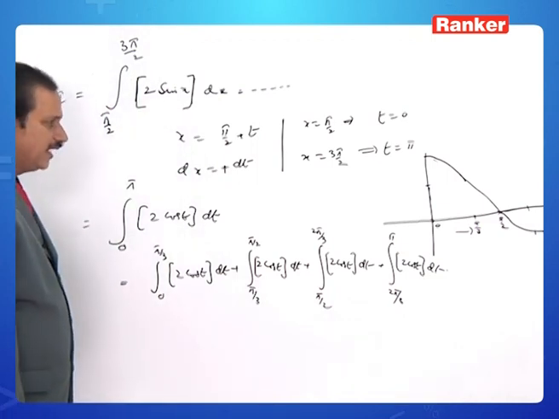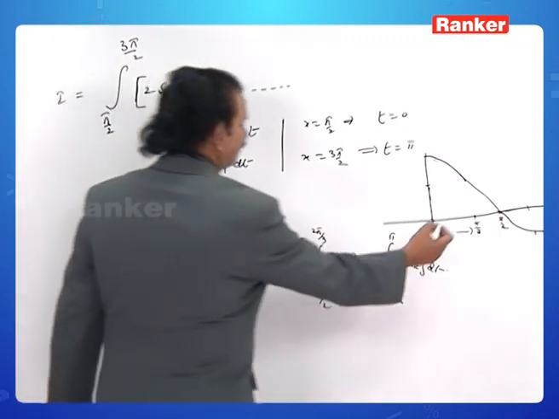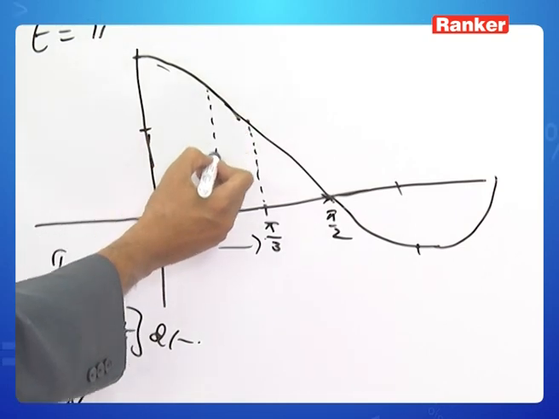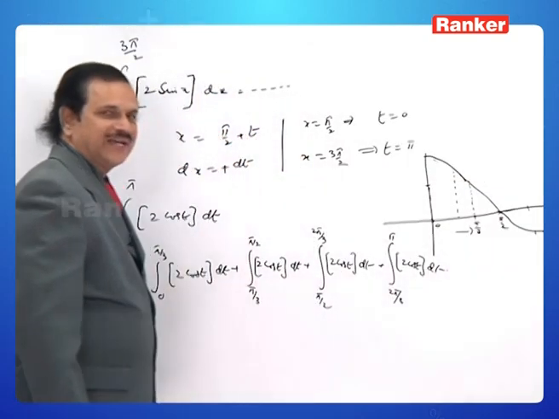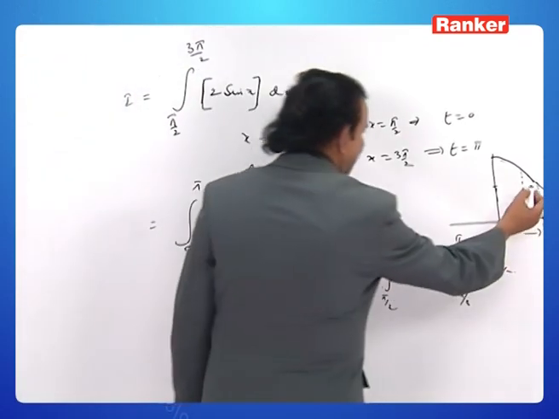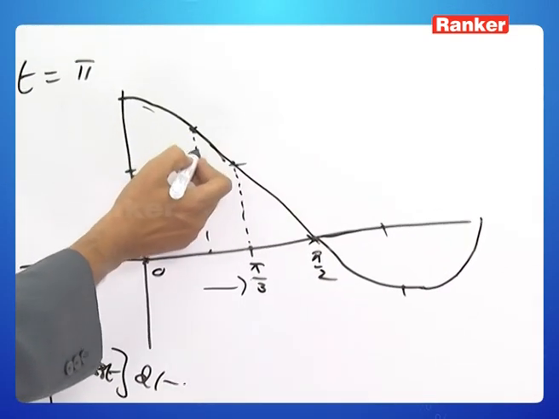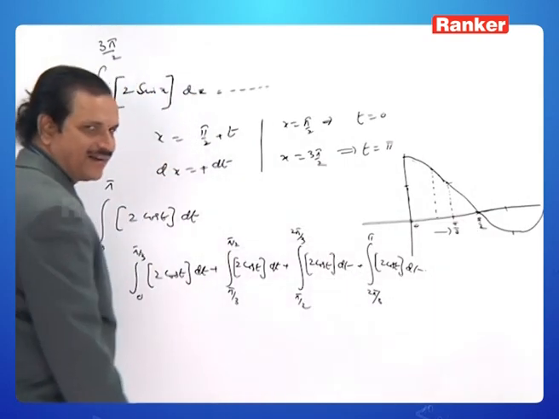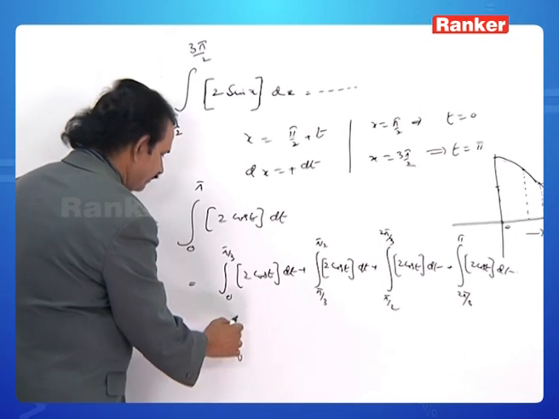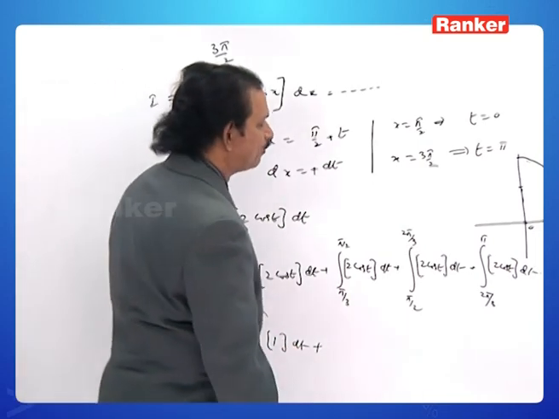Therefore, at 2 pi by 3, it is half. 2 into half is 1. At this point, 2 into something is greater than 1. Exactly here, it is 1. 2 into more than half is greater than 1, 1 point something. Hence, this part is 1, plus pi by 3 to pi by 2.